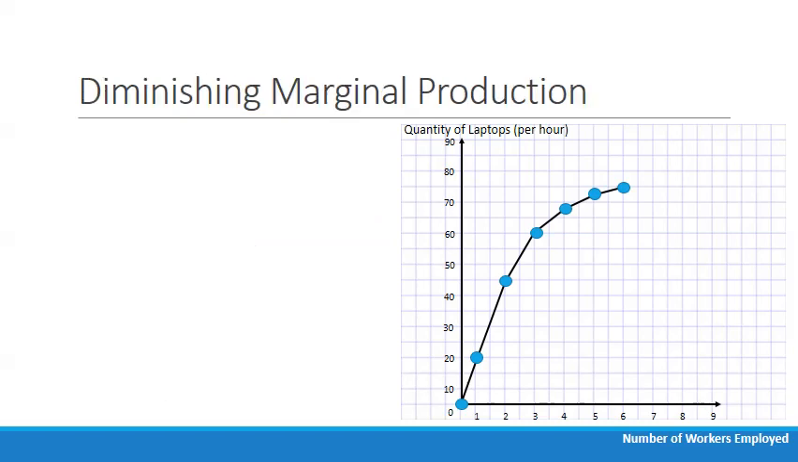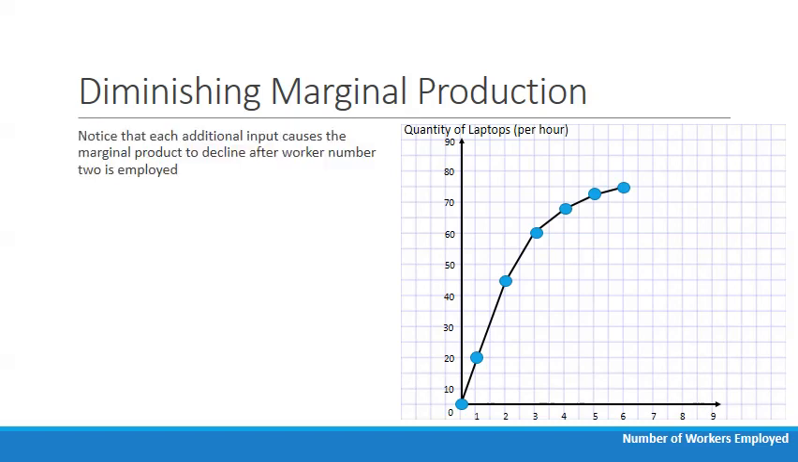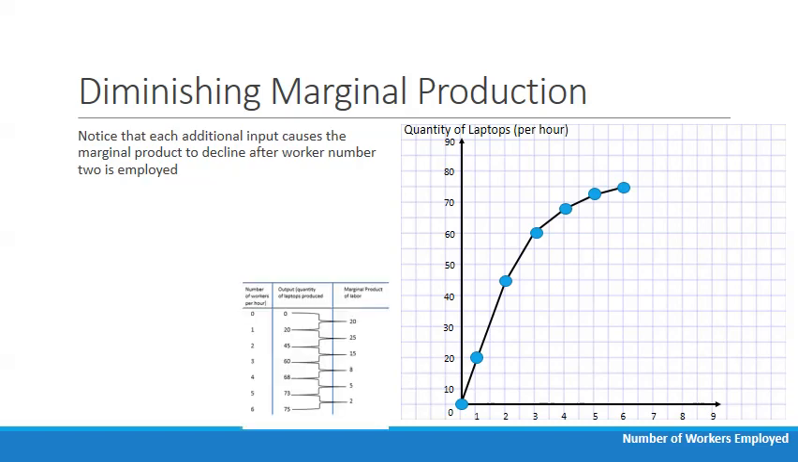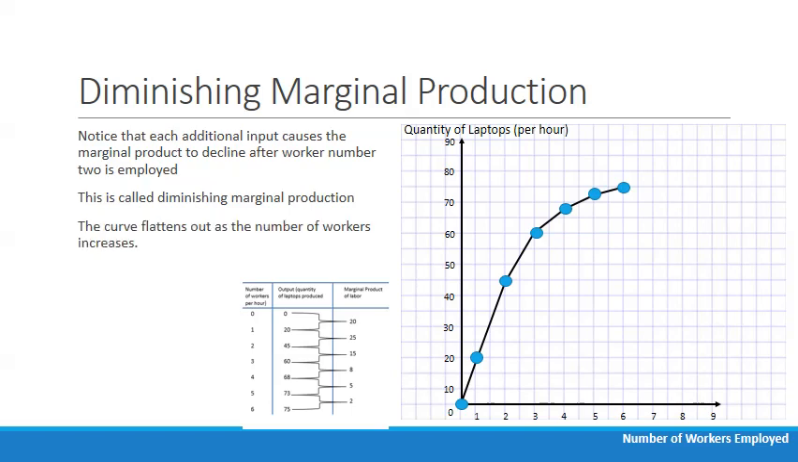So let's talk about this diminishing marginal production. Each additional input causes the marginal product to decline after worker number 2 is employed. In other words, our perfect range of employment here is 2 employees, because after that, we're just not getting much out of them. This is called diminishing marginal production. You notice 20, 25, and then it begins to fall. So 15, 8, 5, 2. The curve flattens out as the number of workers increases.